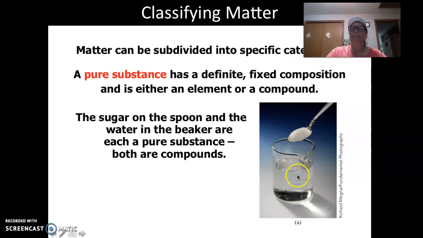When we mix them together, then we have a mixture. Why do I know it's a mixture? Well, I could have 1 spoonful of sugar in my water. I could have 3 spoonfuls. I could have a little pinch of sugar. You can vary its composition, so that's how I know it's a mixture.